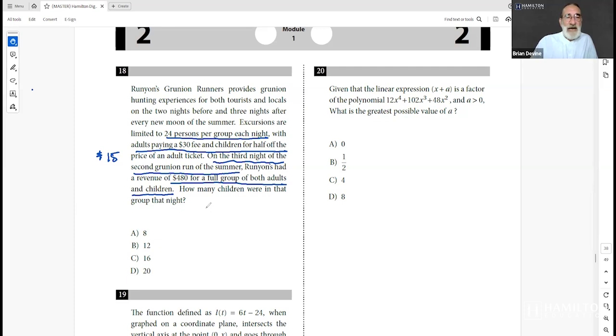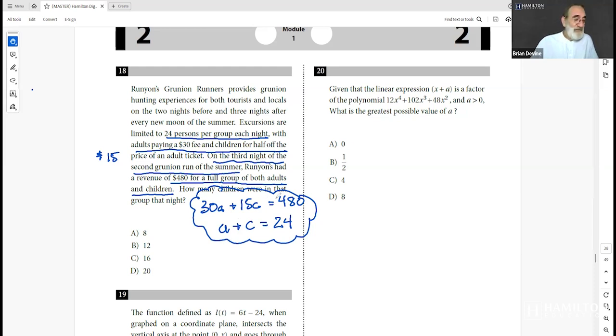Well, I know if I let A be the number of adults, 30A would be the revenue from the adults in the group. And if I let C be the number of children, 15C would be the revenue from the children in that group. And all that equaled the total amount of money, which was 480. And I know that the number of adults plus the number of children had to be the number in the group, which was 24. And again, I have a system of equations. Now, I can take negative 30 times the second equation, eliminate A, and that'll allow me to find C.